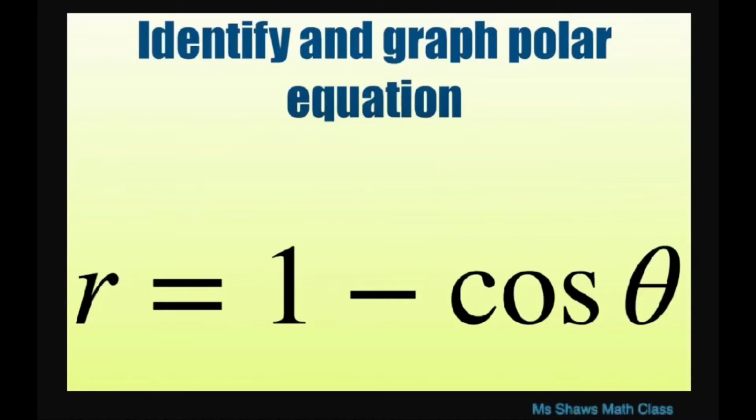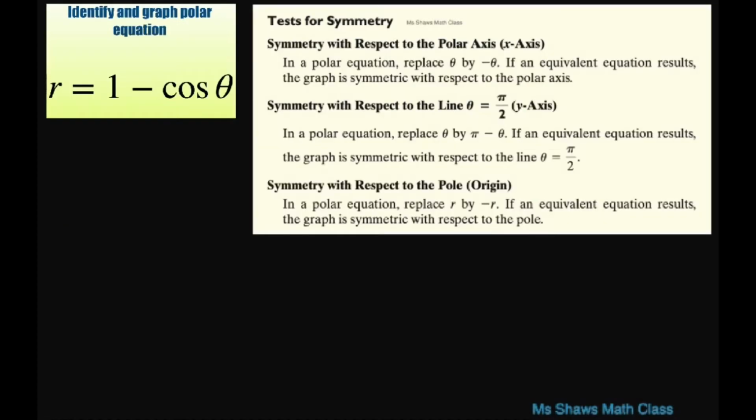Hi everyone, we're going to identify and graph the polar equation r equals 1 minus cosine of theta. Now this is going to be a cardioid. I will show you that in just a moment, that form for a cardioid. But right now let's do our test for symmetry.